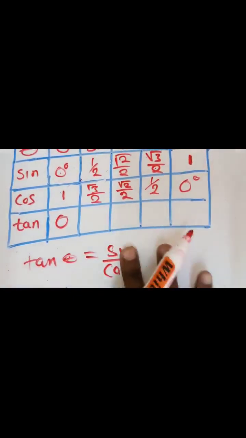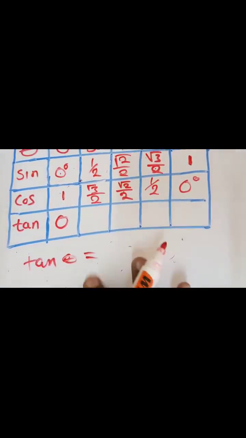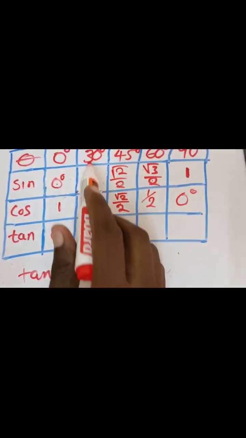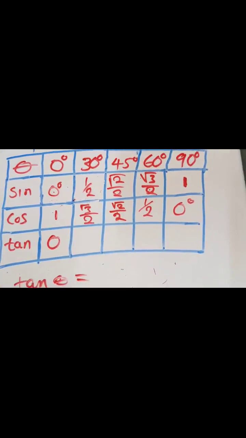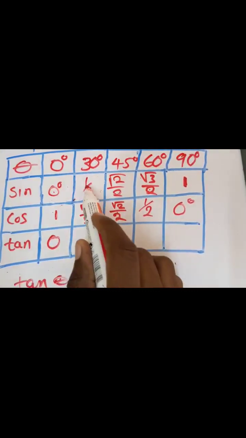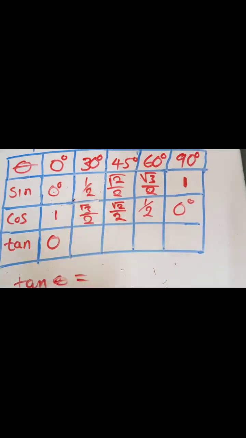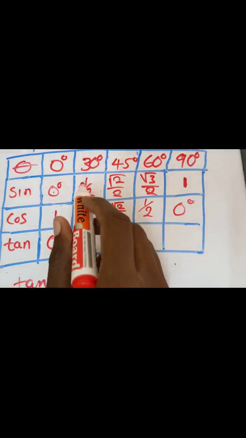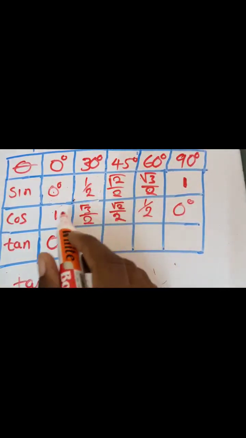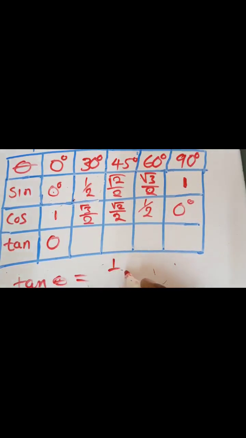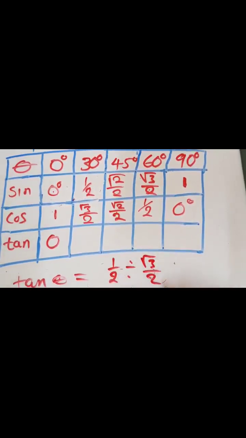So here, tan 30, we know that we had found this and that. So how do we find tan now? Tan is this one divided by that one. So we are going to have 1 over 2 divided by root of 3 over 2, like that.